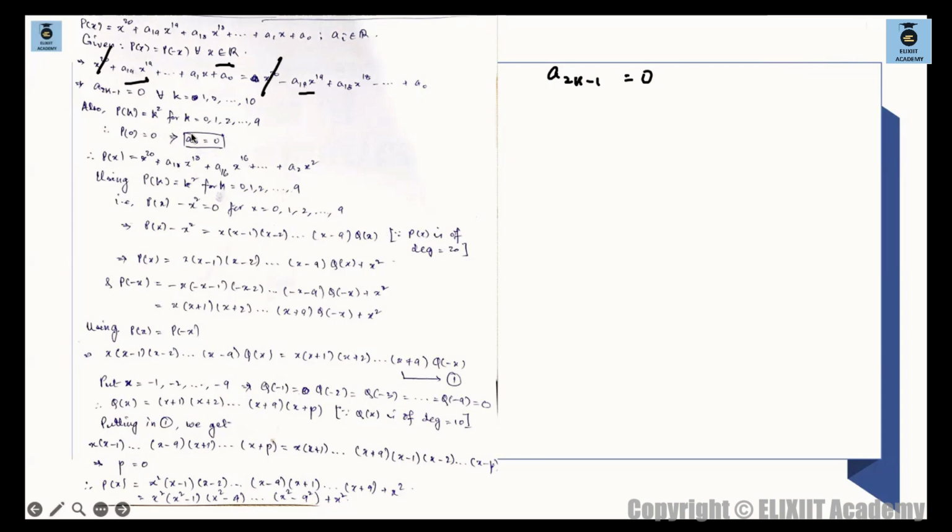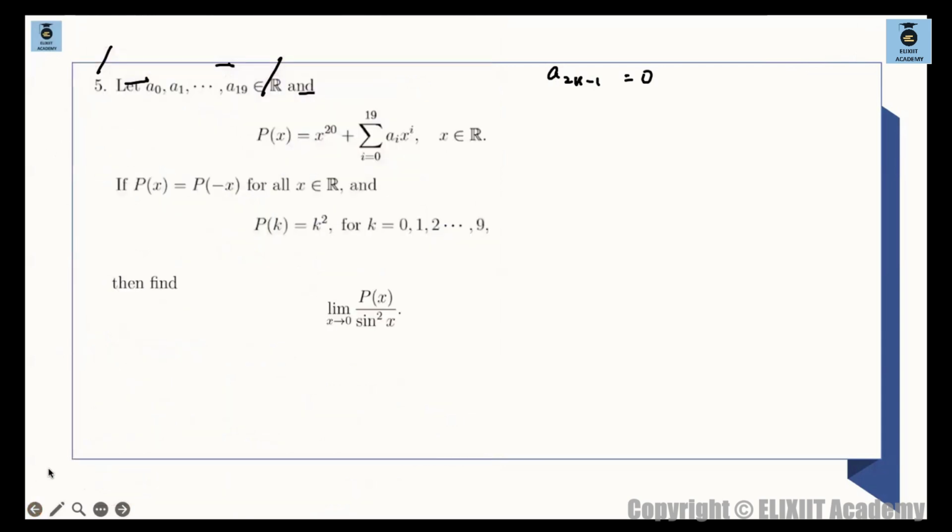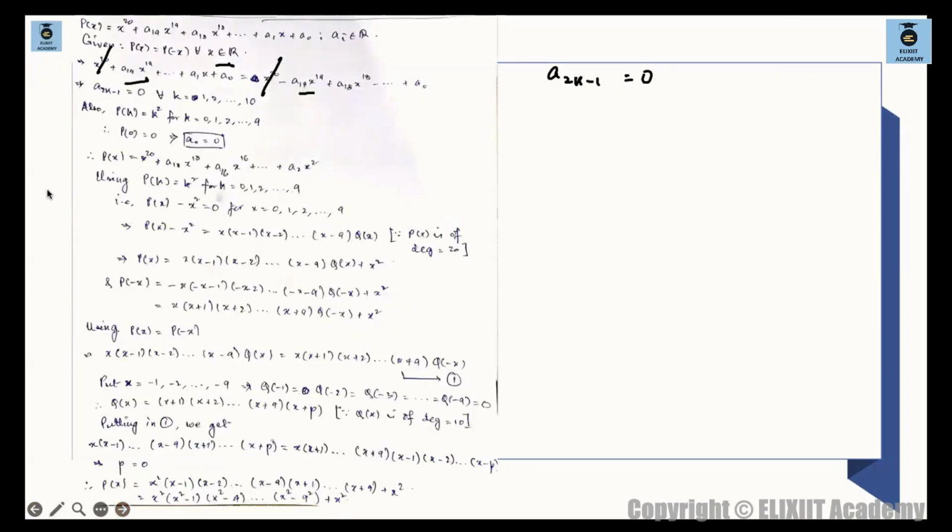Next, we are using this condition. Once again, one condition is given: P of k is k square, for k equal to 0, 1, 2, 3 and so on till 9. So using this, we get P of 0 is 0, which means a0 is 0. So one more value we are finding, which is a0.